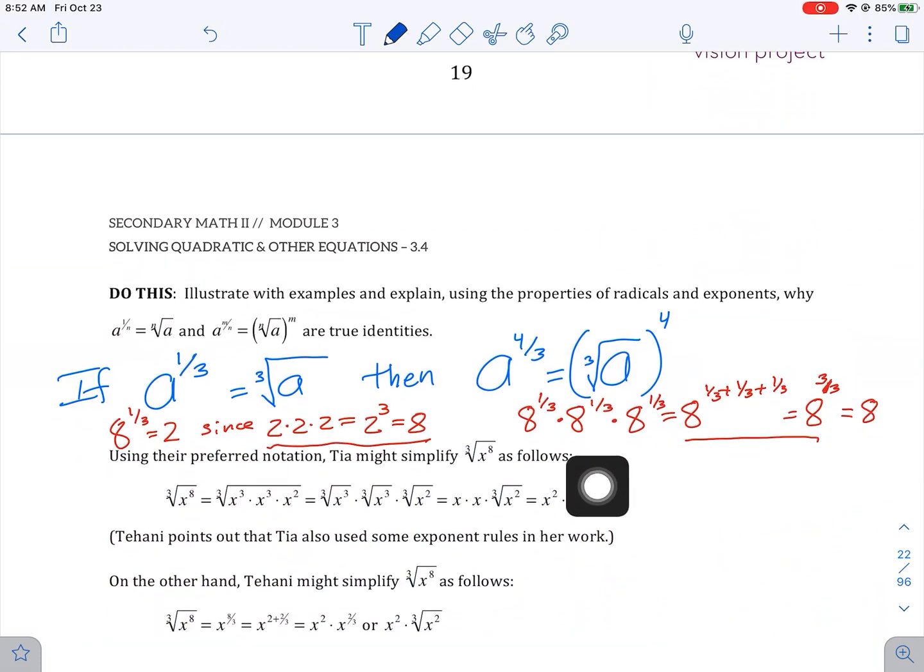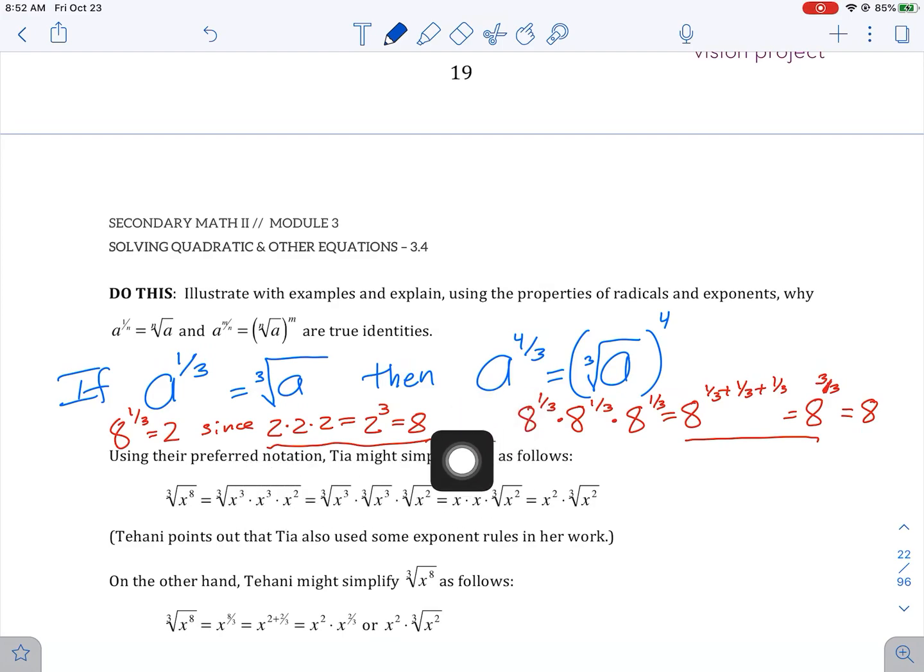And then they ask you to give an example to show why a to the 1/n is equal to the nth root of a, and why a to the m/n is equal to the nth root of a, quantity to the m power. I used some numbers here. So a to the 1/3, 8 to the 1/3 is 2. We're trying to show that it is equal to the cube root of a.